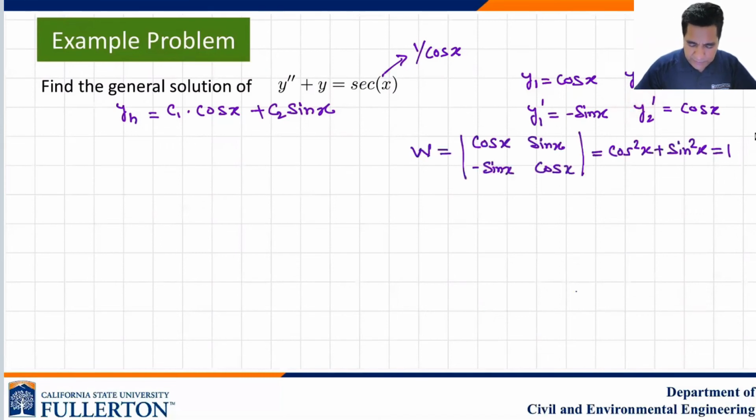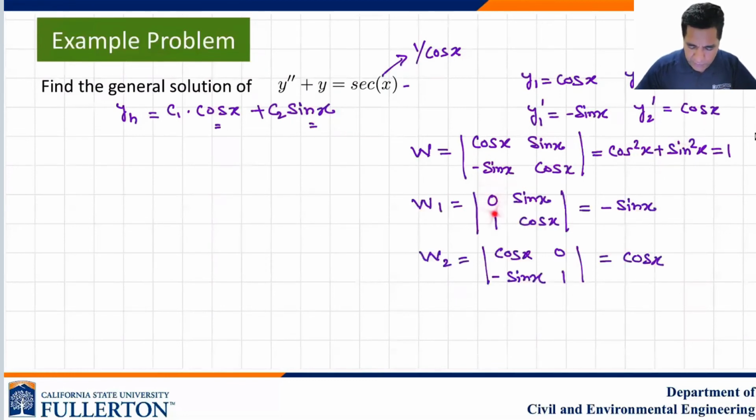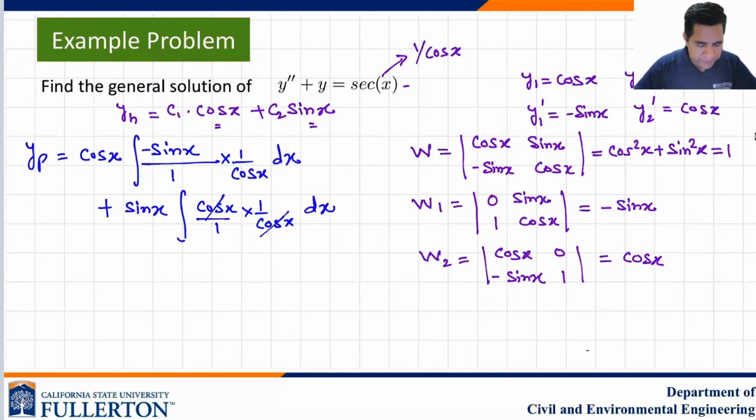And the Wronskian is going to be y1, y2, y1 prime, y2 prime. Then you open up the determinant and you get cos squared x plus sin squared x, which happens to be 1. We can find W1 and W2 by replacing the first column and the second column with 0, 1. W1 happens to be minus sin x and W2 is cos x. Once we have this, we go back to the actual formulation and find yp. So yp is going to be y1 times the integral of W1 divided by W, which is 1, times the R(x) function, 1 over cos x, dx. Same thing for y2: W2 divided by 1, that is W, times the R(x) function, and then dx.